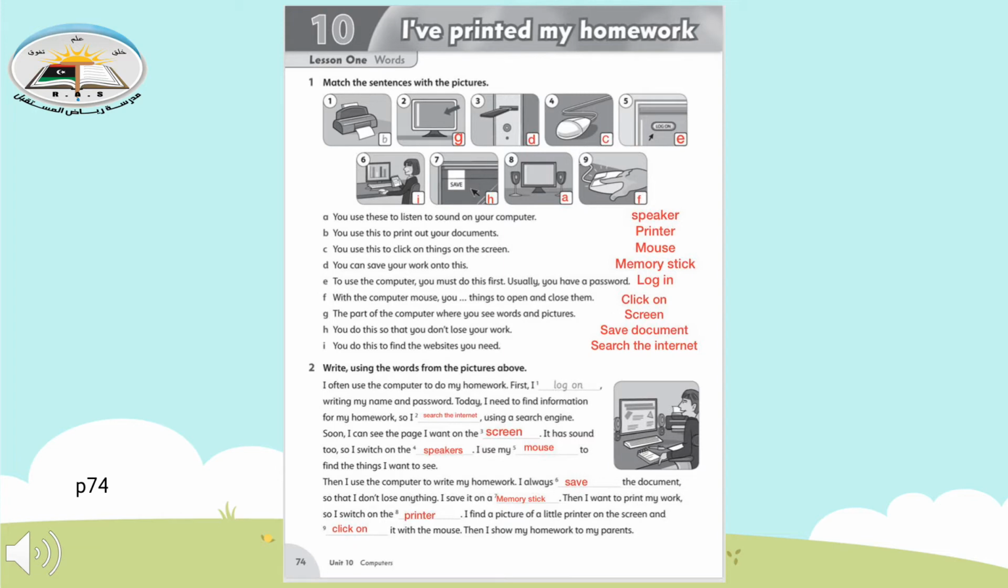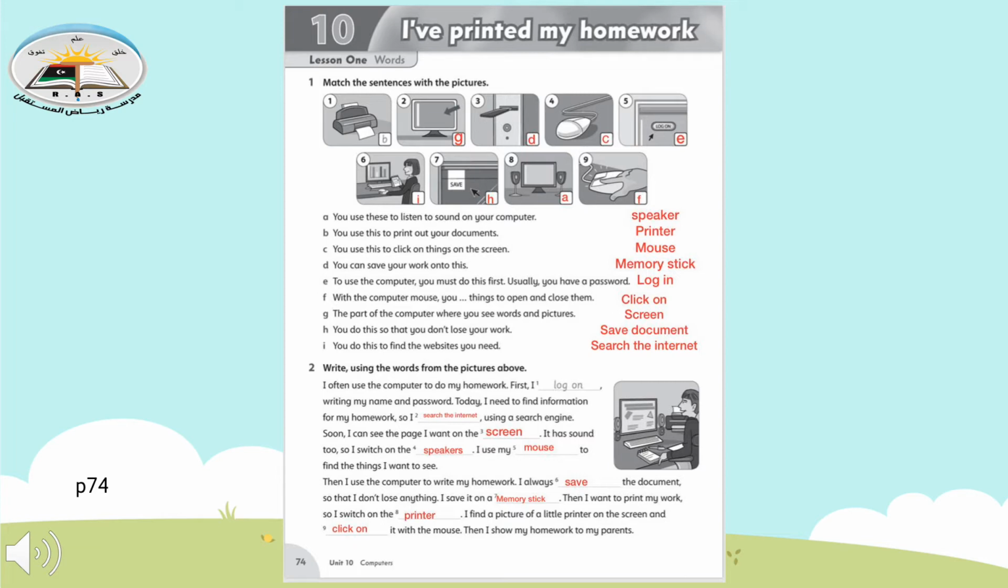And then we have H. You do this so that you don't lose your work. You save your work so you don't lose it. Where's save? It's picture number 7. So write H next to picture number 7. And then we have I. You do this to find the website you need. I matches picture number 6. Search the internet.